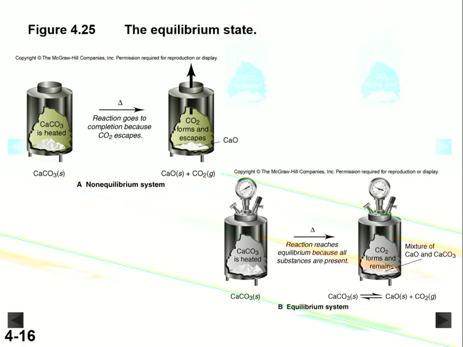Reactions can go in both directions. So for example, here in this picture, you have calcium carbonate, you heat it, you form calcium oxide, and CO2 comes off. But if you seal the vessel up, some of the CO2 that comes off can react with calcium oxide and reform calcium carbonate. This is an equilibrium process, and you will study this in a lot of detail in general chemistry too.